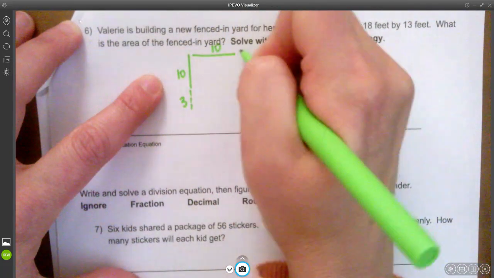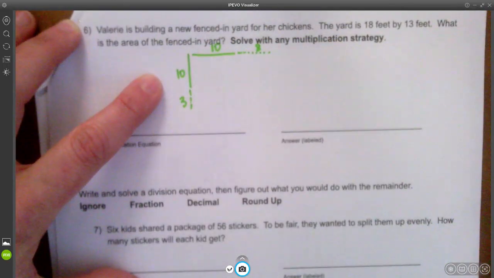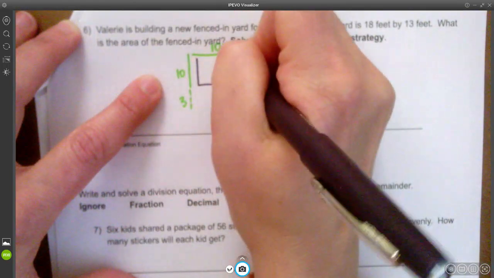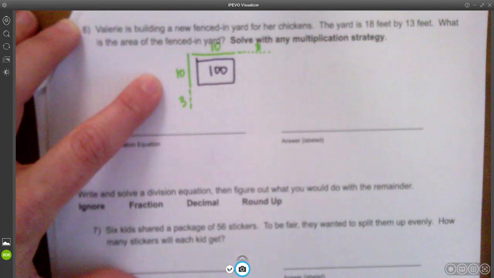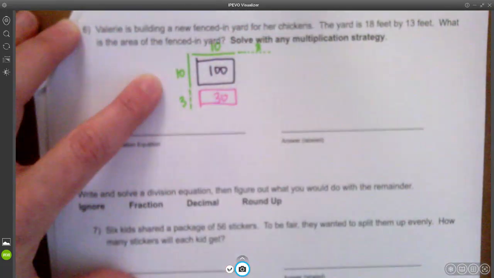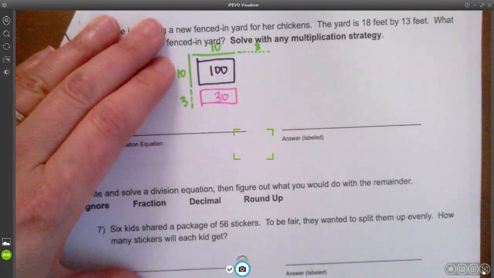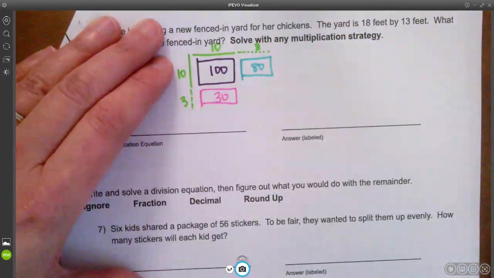We've got 18 across the top. And we're going to have these 4 sections. 10 times 10 is 100. 10 times 3 is 30. 10 times 8 is 80.